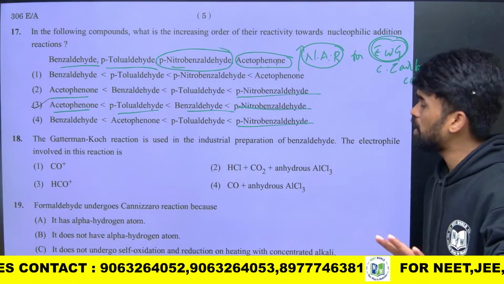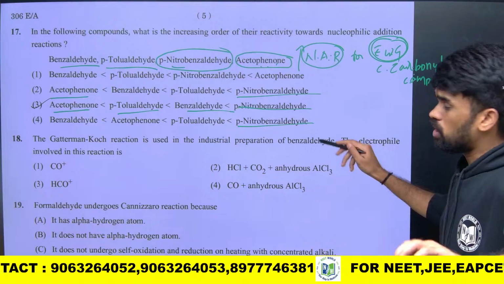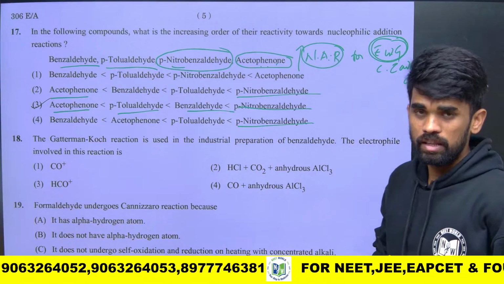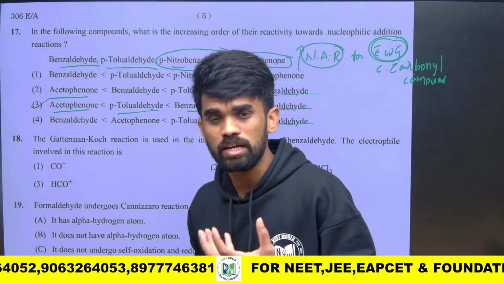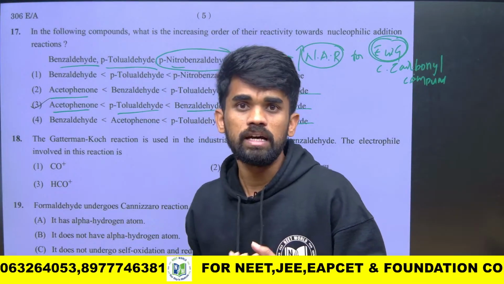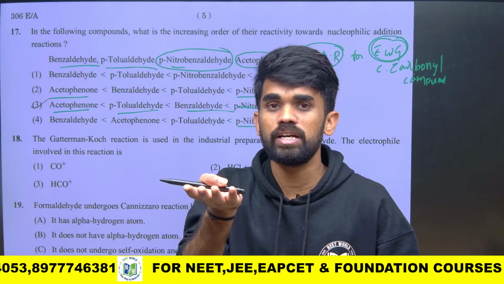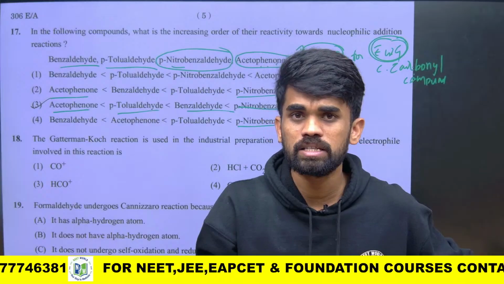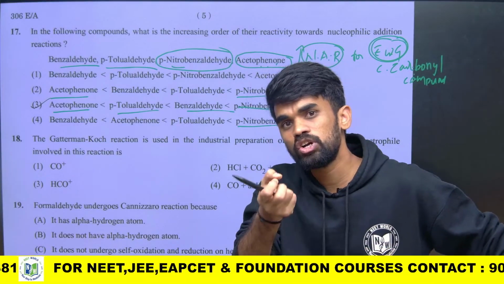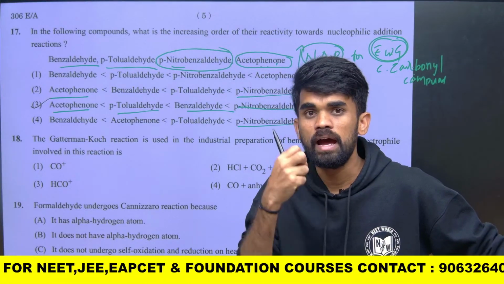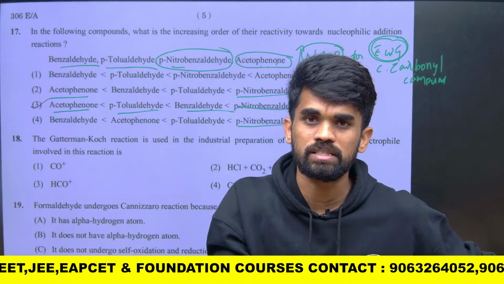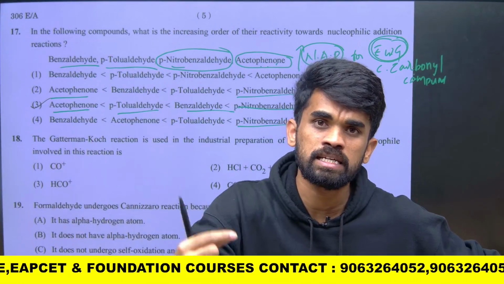The basic fundamental thing you can consider: if an electron withdrawing group is present on the carbonyl compound, that increases the nucleophilic addition reaction. Why does it increase? Because electron withdrawing groups withdraw electrons from the carbonyl group and create more electron deficiency. Therefore, nucleophilic attack easily takes place.